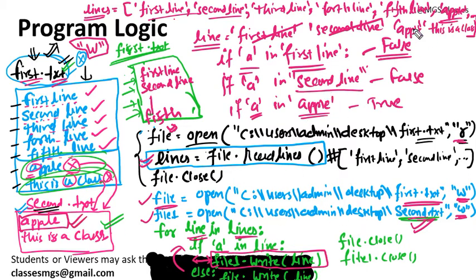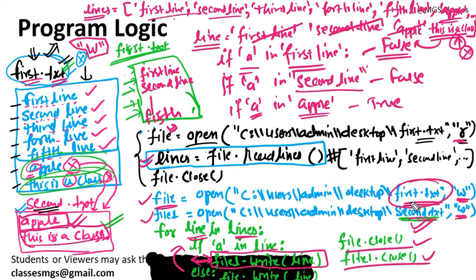Now the loop will continue again. This time the line has the value this is a class. Again, this is a class contains the a character. So this if condition will be true, this line will be executed, and this line will be written to second.txt. Next time there is no line left in this file, so both files will be closed for now. Now if you go to the desktop and open these files, you will see that first.txt will not contain any line that has the a keyword, and second.txt will not contain any line that doesn't have the a keyword.